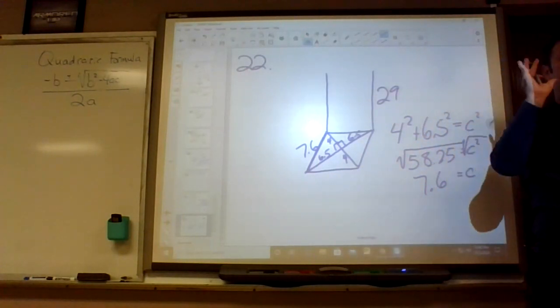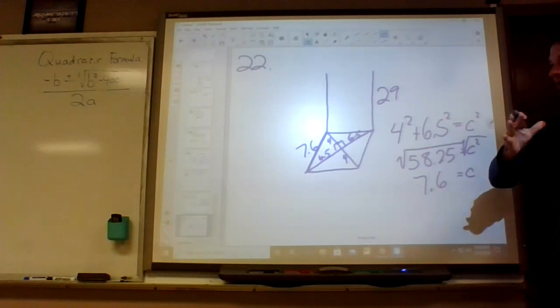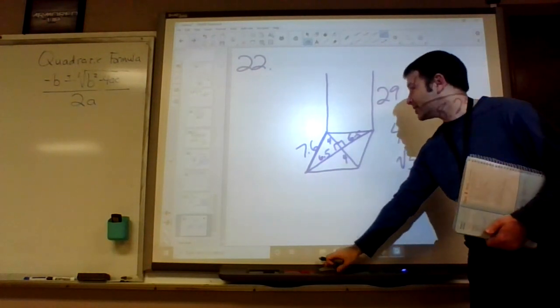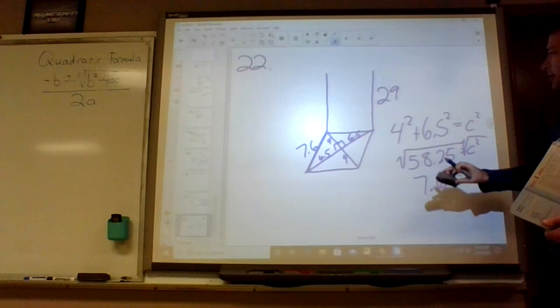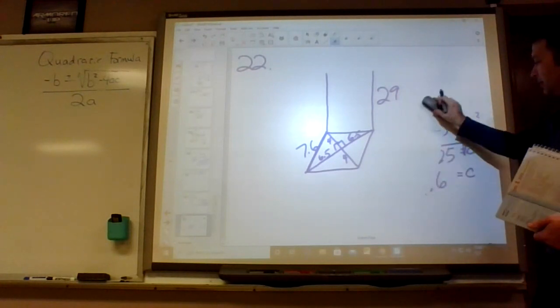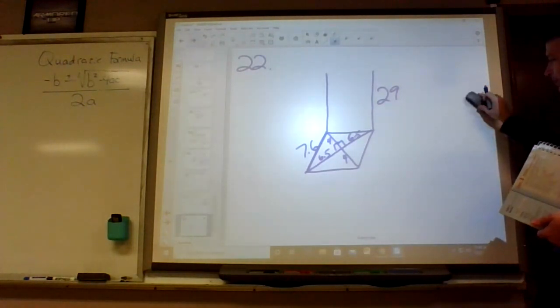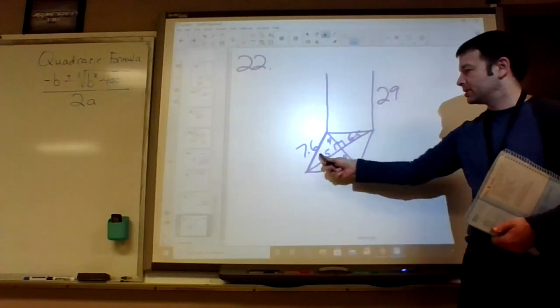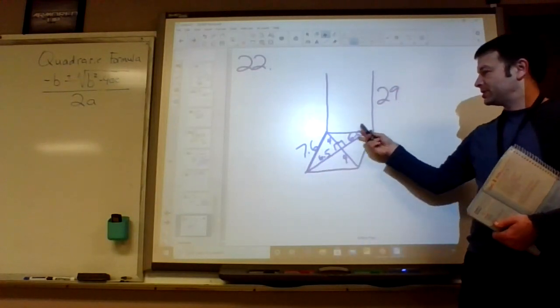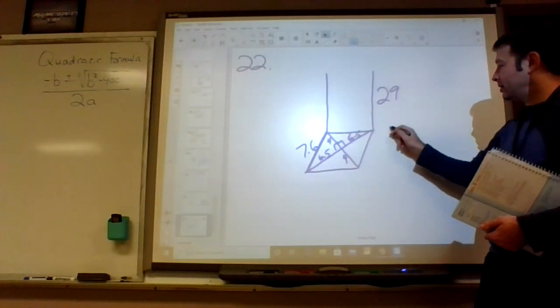Okay, now we're ready to go. For the lateral surface area, we need perimeter times height. I think I'm just gonna erase this. Perimeter times height. What is the perimeter of the base? 7.6 times 4. 7.6 times 4 times the height.